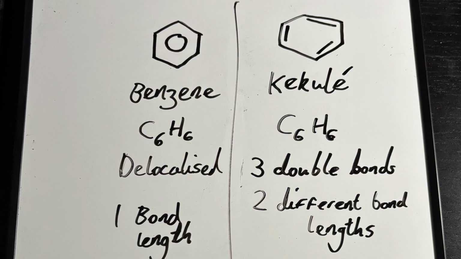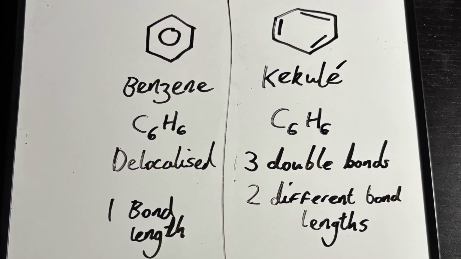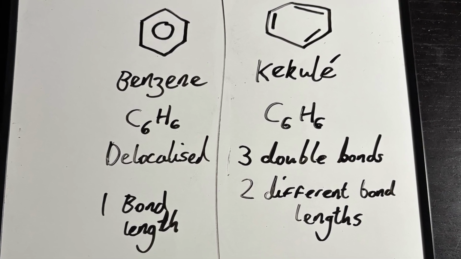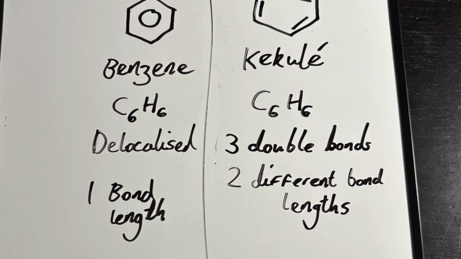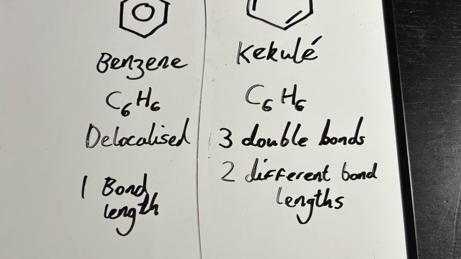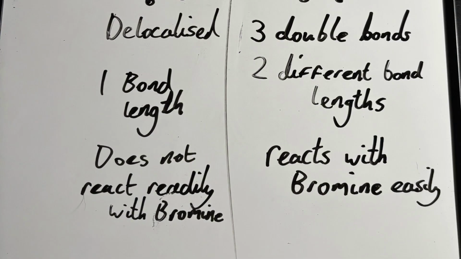These 3 double bonds mean that the Kekulé model has 2 different bond lengths, one for double bonds and one for single bonds, whereas benzene only has 1 bond length because the electrons are shared throughout the shape. It's again because of this delocalization that benzene doesn't react readily with bromine, whereas the Kekulé model would.